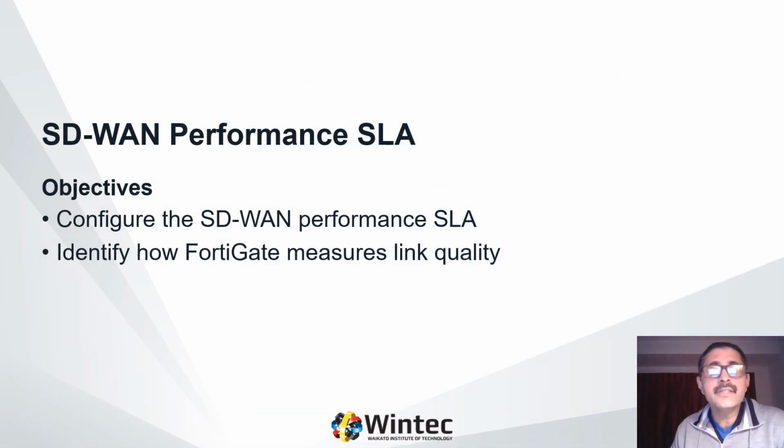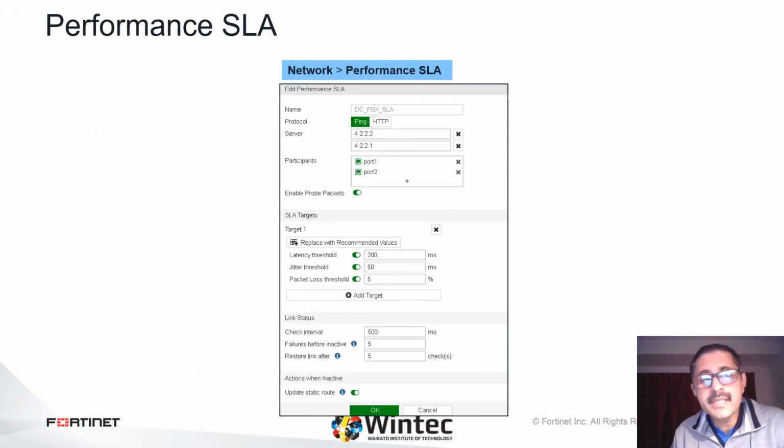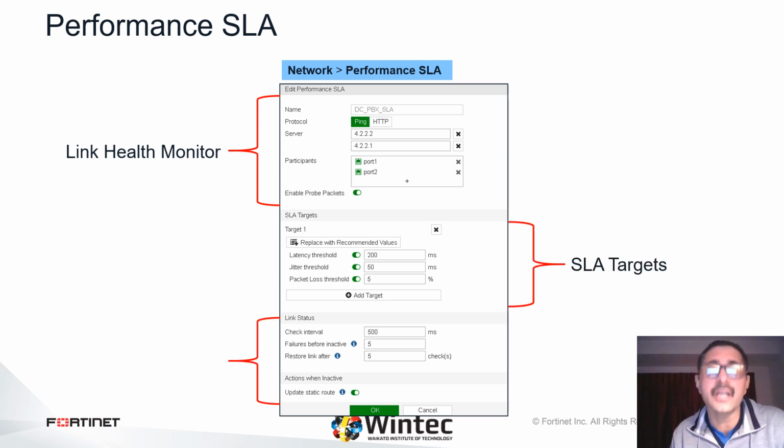Now, after completing the second part of this video, the objectives you will achieve are that you will configure SD-WAN performance service level agreements and identify how FortiGate measures the link quality. Now, we need to understand what a performance SLA for SD-WAN is. This primarily consists of two parts that make up the performance SLA window. The performance SLA window consists of the link health monitor and the SLA targets. We'll look at these individually in the coming slides.